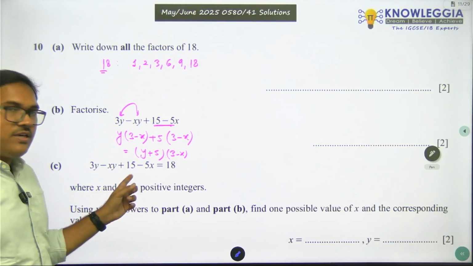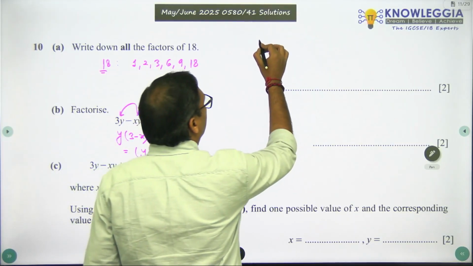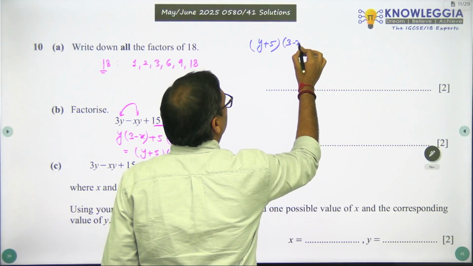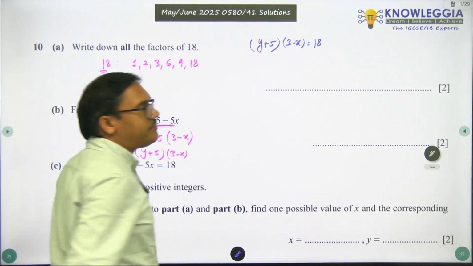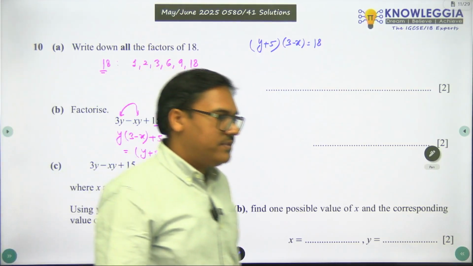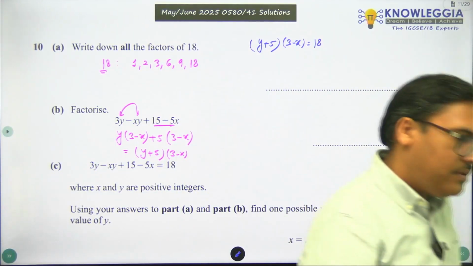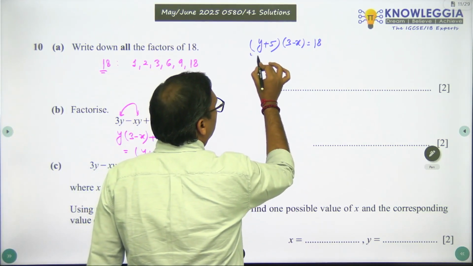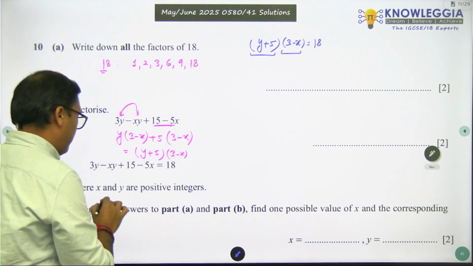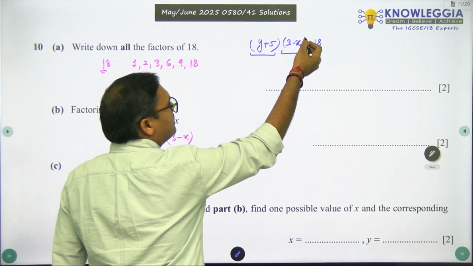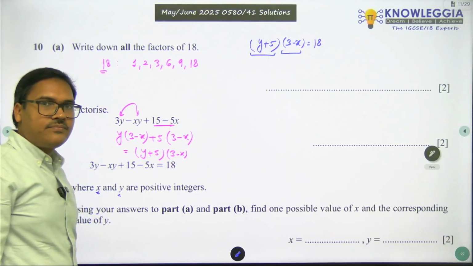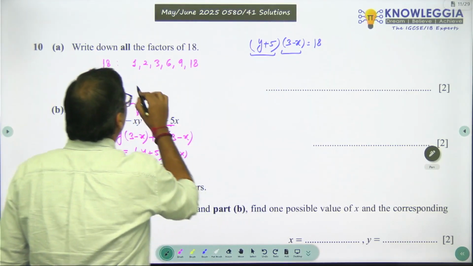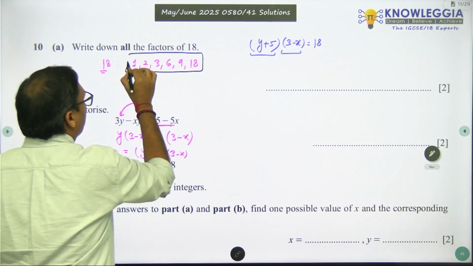So basically, if you have to solve this, we have already factorized this. This is y plus 5 multiplied with 3 minus x. And this should be equal to 18. Correct? Now, if this is equal to 18, now you see here, I want to write two numbers which are integers. You can see because x and y are integers, so obviously these numbers will also be integers, so that their product is 18. So now the important thing is how can you express this as a product of 18? So for that we have already got this.